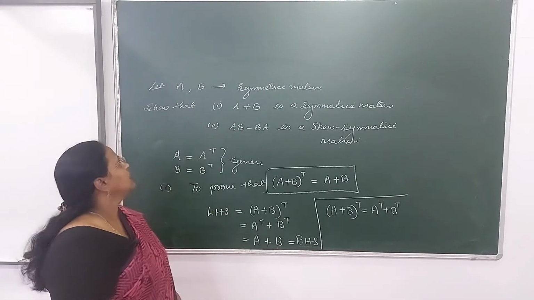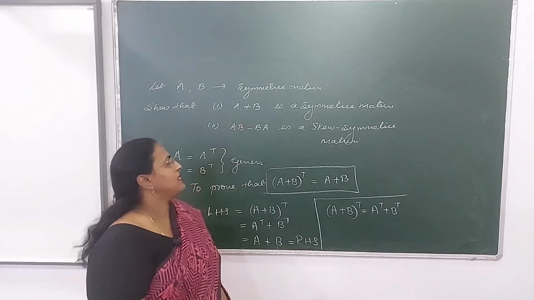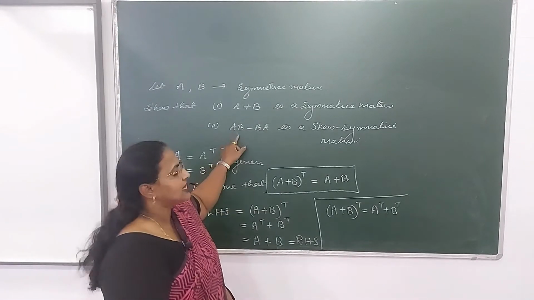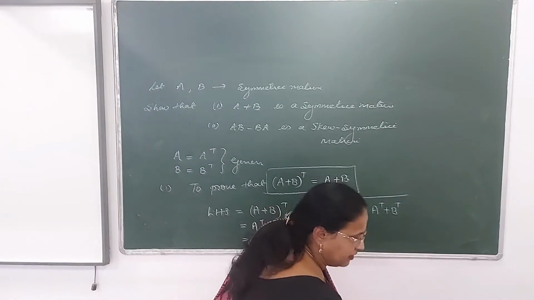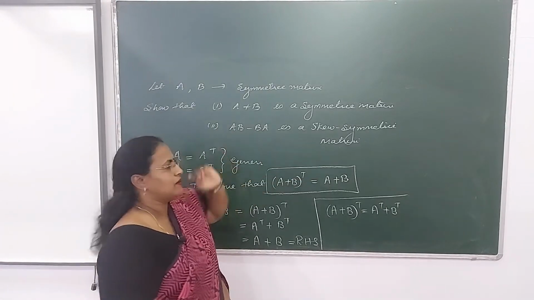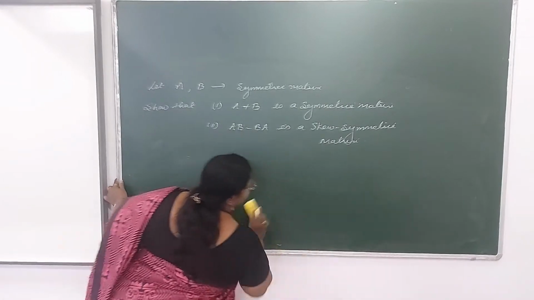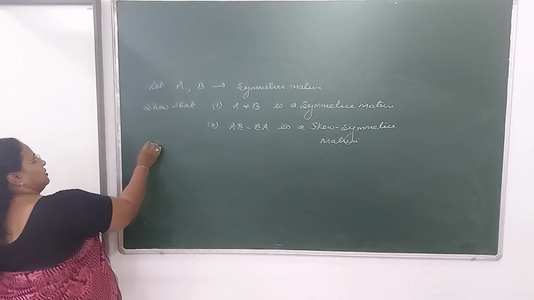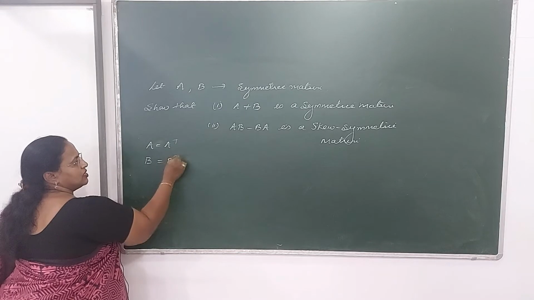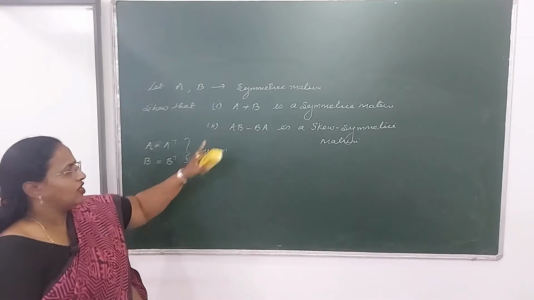What was the question? That if A and B are symmetric matrices of the same order, the question was to prove that A plus B is a symmetric matrix. In a similar manner, we'll do the second one also. Okay, fine. The second question is, show that AB minus BA is skew symmetric. Okay, let me rub the board first and we'll do the second one. A is equal to A transpose, as A and B both are symmetric matrices. So these two conditions are given over here. Let me write it again because we'll be using it here also.